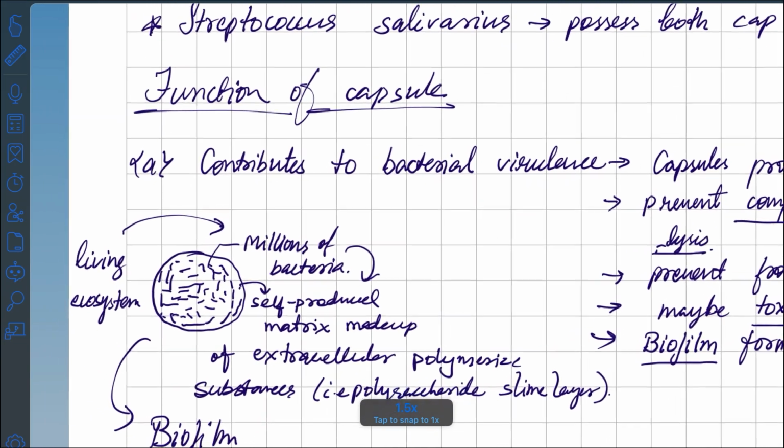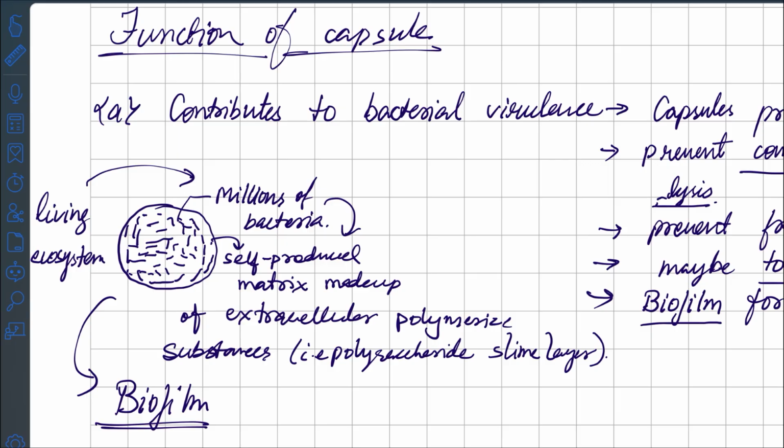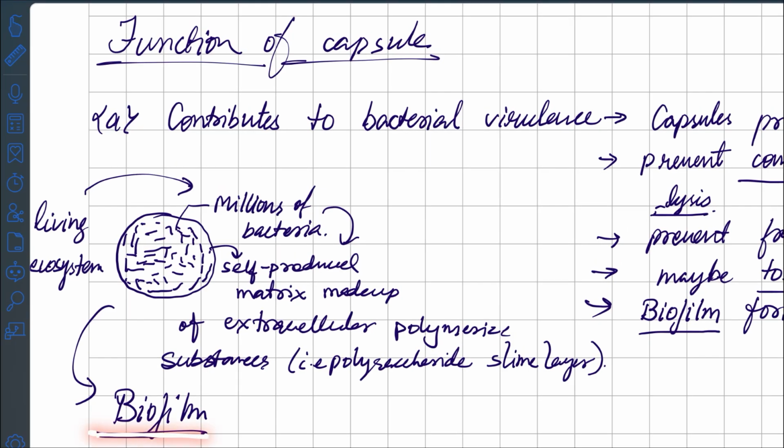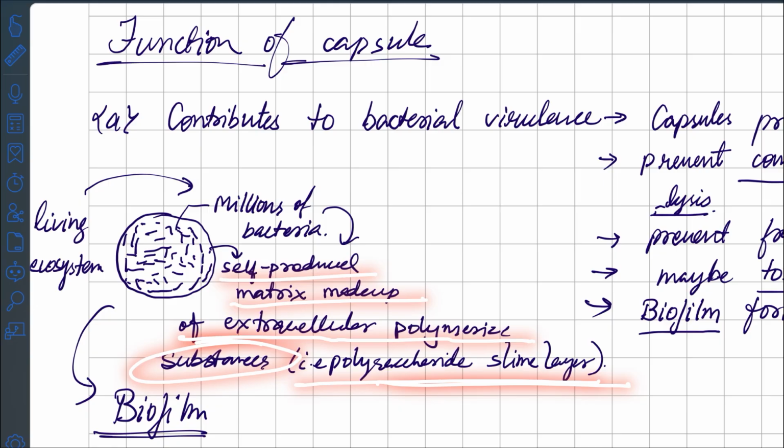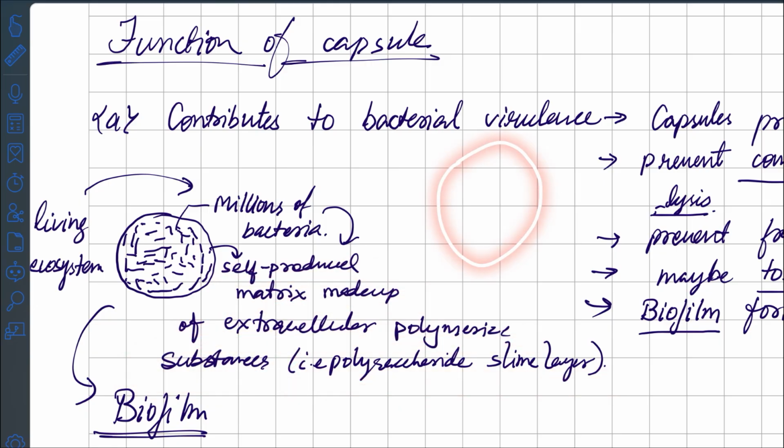Now we'll see what is biofilm. I made it up here. See, biofilm is actually a living ecosystem which consists of millions of bacteria in a self-produced matrix which is made up of extracellular polymerized substances, that is polysaccharide slime layer. So this is a small living ecosystem which is made up of millions of bacteria.